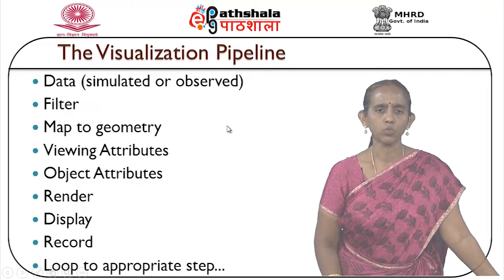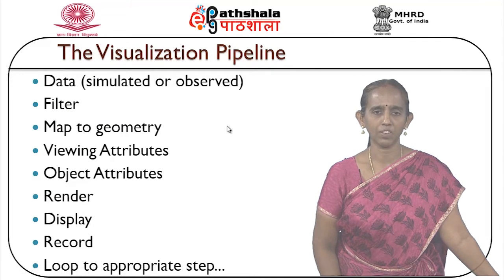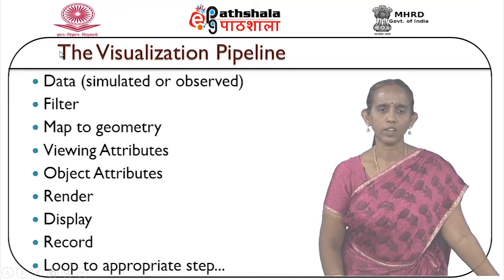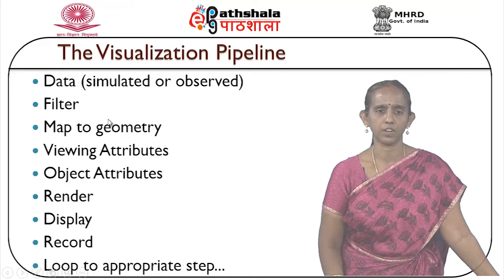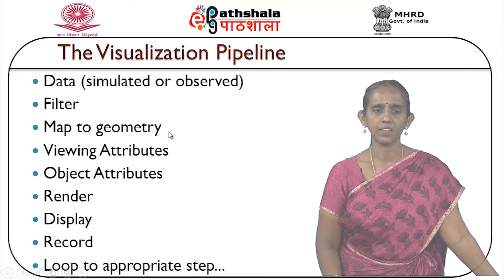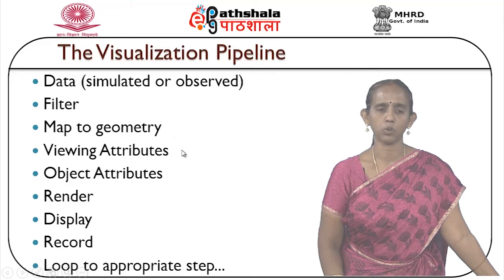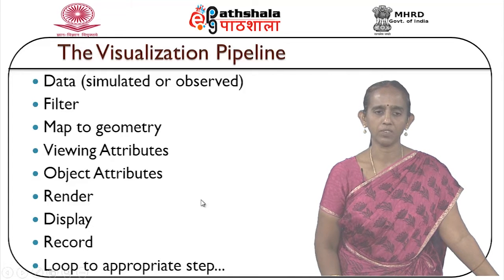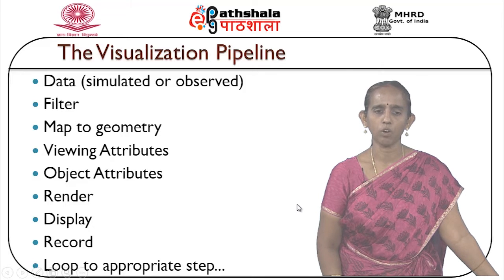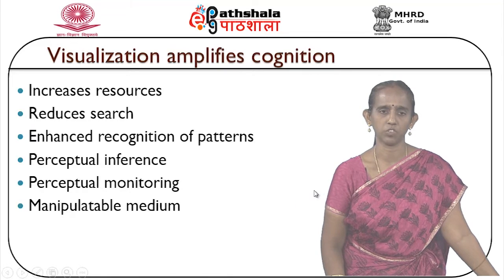So, already we have looked at the visualization pipeline in the previous module. According to the visualization pipeline, the simulated or observed data set is first filtered out, and then it is mapped onto some geometrical attributes, and these geometrical attributes are later mapped onto the viewing attributes and object attributes, and finally they are rendered onto the screen, onto the display device, and the final rendering can be either recorded or it is supposed to be displayed to some appropriate end users.